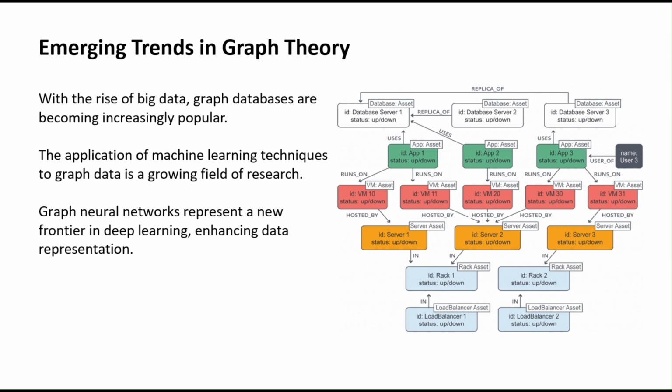Then emerging trends in policy. With the rise of big data, graph databases are becoming increasingly popular. The application of machine learning techniques to graph data is a growing field of research. Graph neural networks represent a new frontier in deep learning, enhancing data representations.